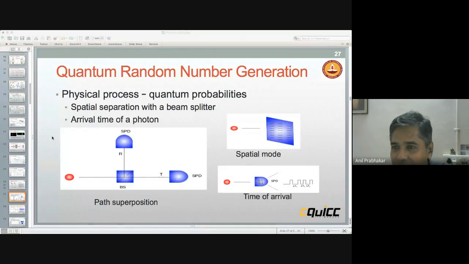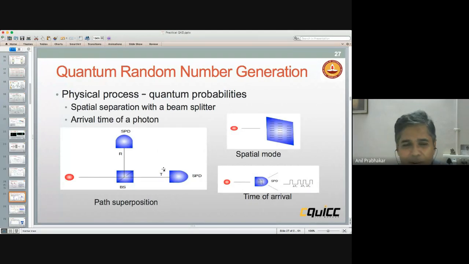Shouldn't both detectors be equally spaced from the beam? Yes. So if they're not equally spaced, there'll be some delay and you account for that delay, right? So the diagram is not perfectly accurate. You would want it to be equally spaced, but it's not possible to always make it equally spaced.